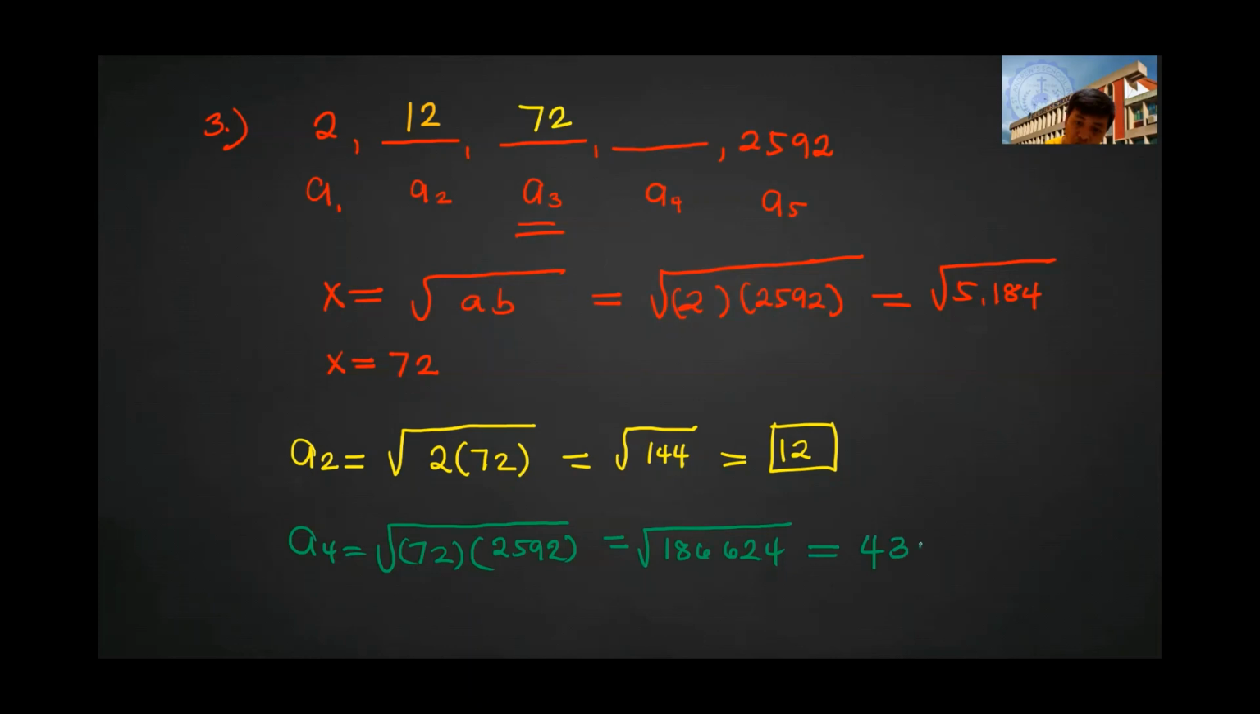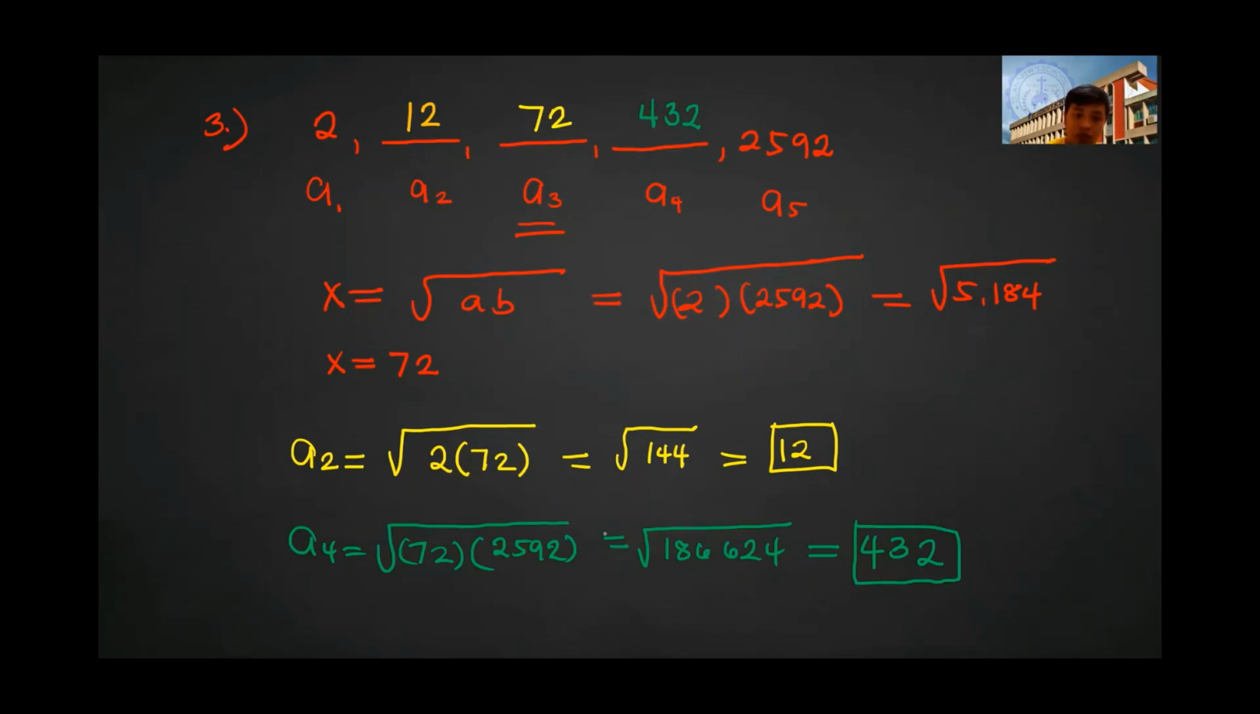So therefore, our geometric means are the following: 12, 72, and 432. That's how simply we solve for the geometric means of a given sequence. As you can see, let's see if there is a common ratio in this geometric sequence that we have now: 2, 12, 72, 432, and 2,592. So check if we have a common ratio.